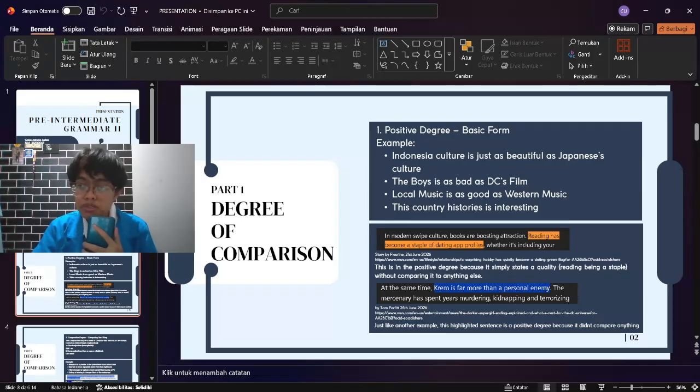There is also an explanation I put here. This is in the positive degree because it simply states a quality, reading being a staple, without comparing it to anything else. So it just states something and doesn't compare it at all. And then the second is: at the same time, crime is far more than a personal enemy. This is considered a positive degree because it didn't compare anything. Again, it just stated something but didn't compare it at all.